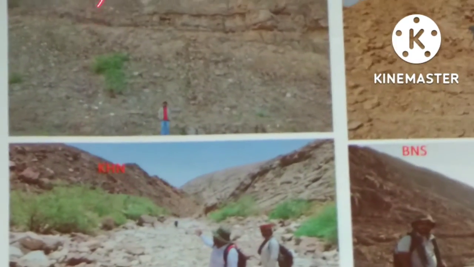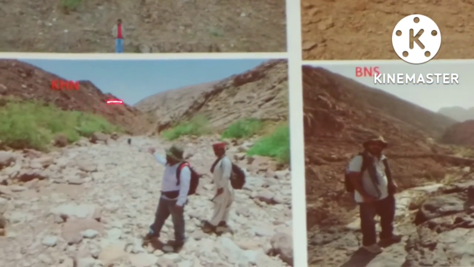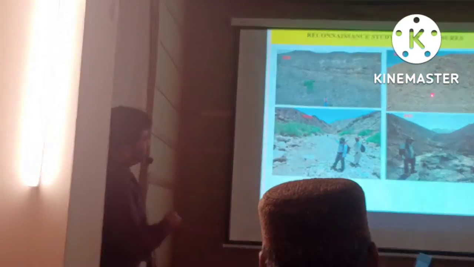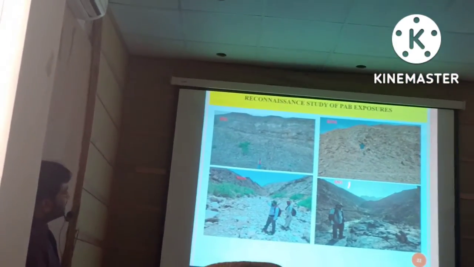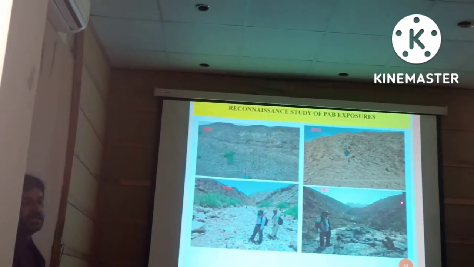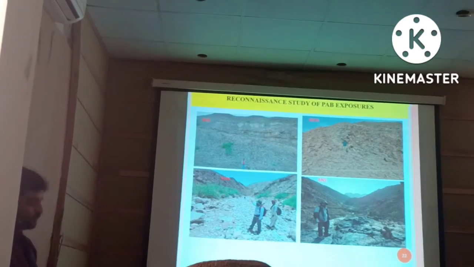This is the view of Mulgoro section. Towards the left side is the Pab exposure, whereas towards the right side is the exposure of Lakhi Limestone. And this is the Bizan area, where a scholar is standing on the contact of Pab and Khadro formation, and this is the Badagala section, which is showing the contact of Pab and Ranikot formation.